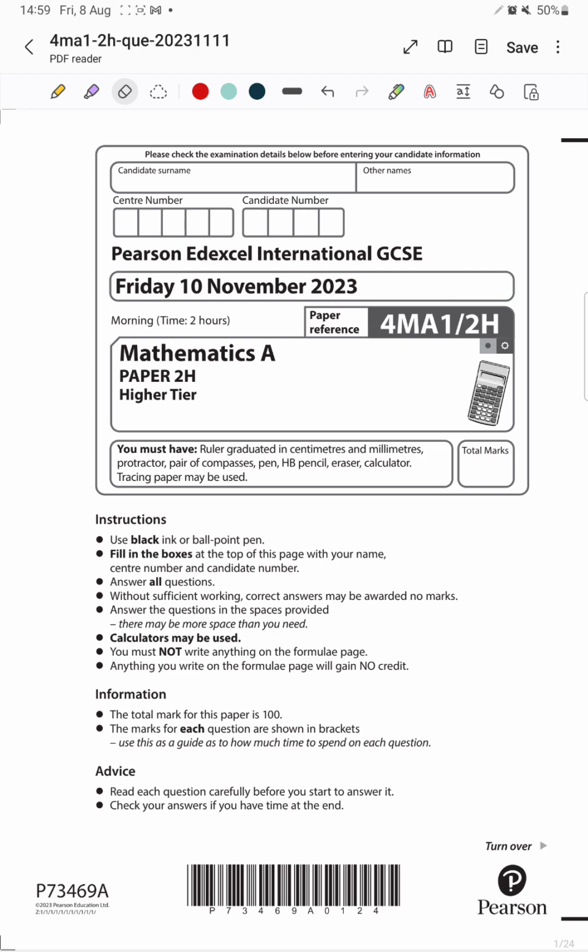Now in this video, I'm gonna discuss from question 5 onwards for exam paper Pearson Edexcel International GCSE November 2023. It's a higher tier paper, paper 2.